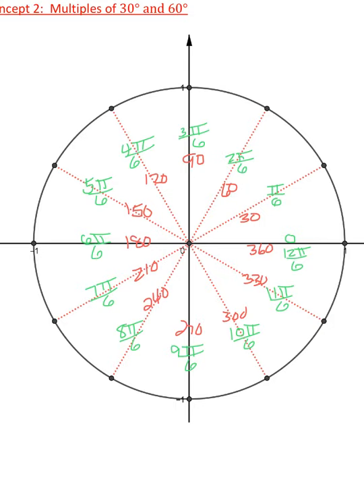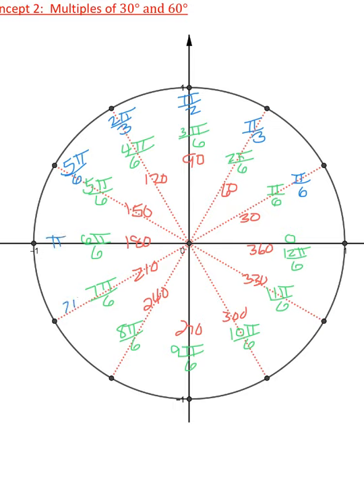So starting here in quadrant 1, pi over 6 is pi over 6. Can't simplify that. 2 pi over 6 simplified is pi over 3. 3 pi over 6 simplified is pi over 2. 90 degrees is pi over 2 radians. 4 pi over 6 is 2 pi over 3. And 5 pi over 6 can't be simplified. 6 pi over 6, of course, is just pi.